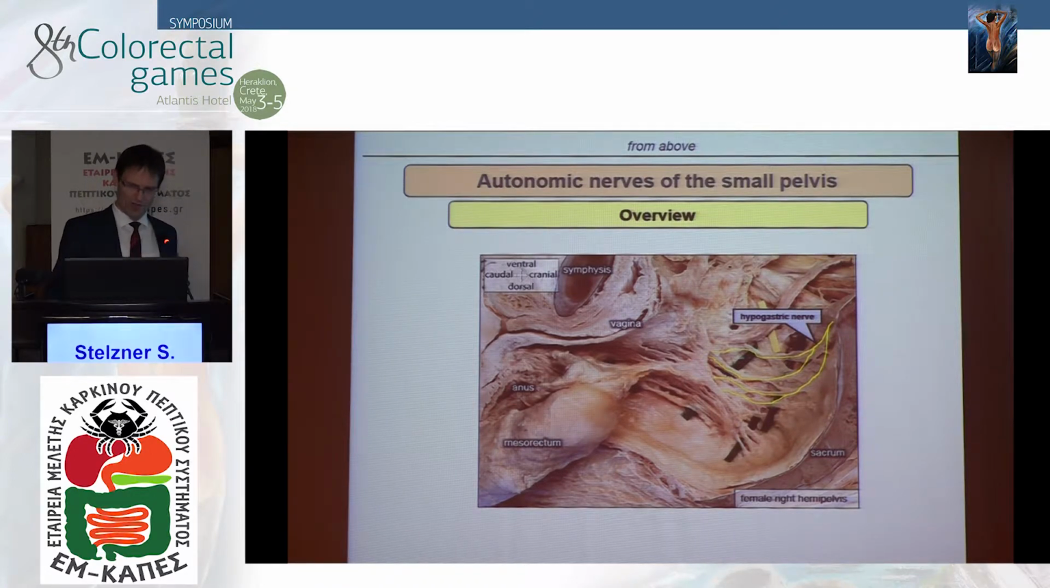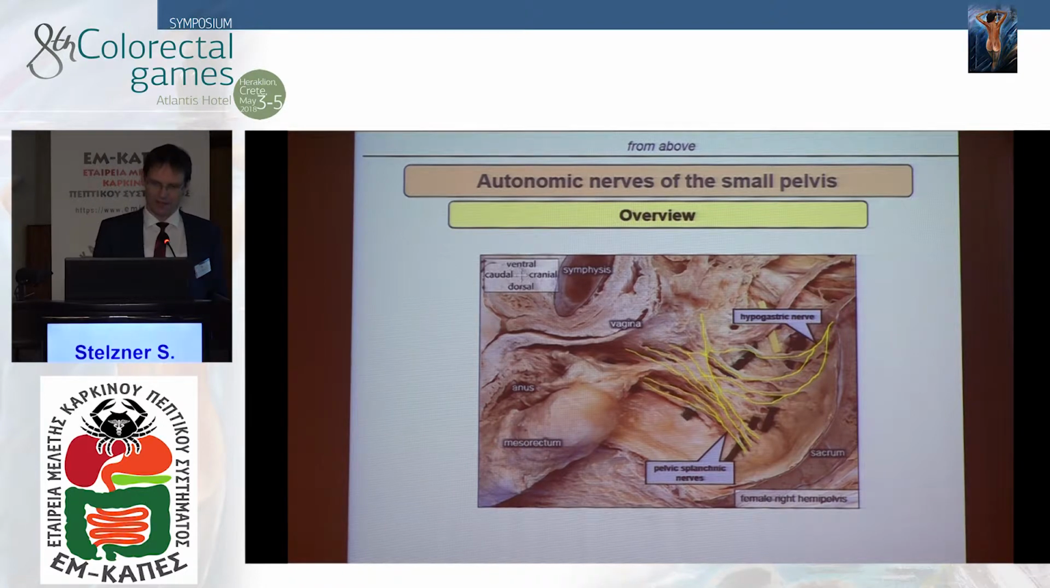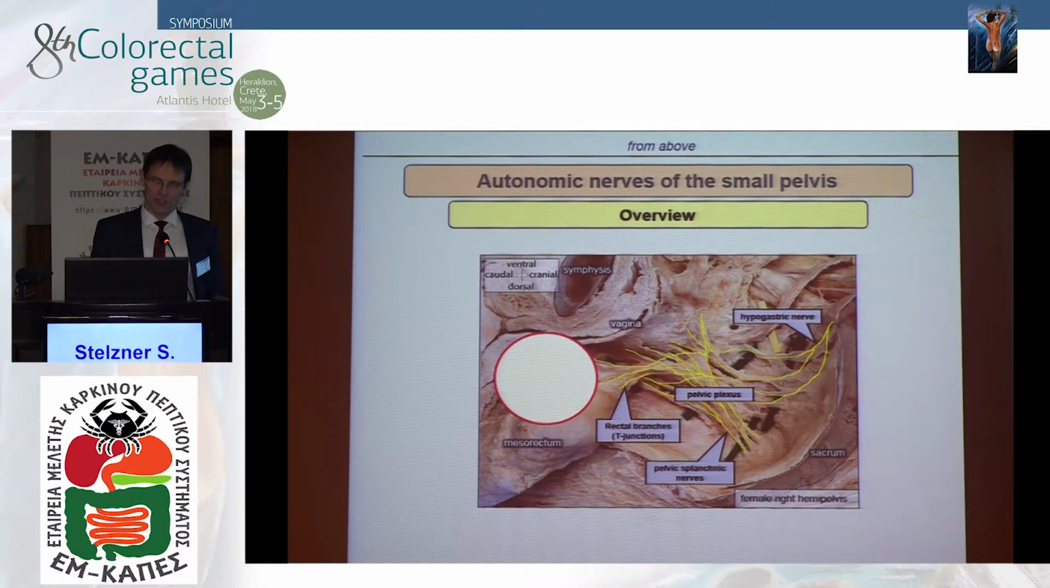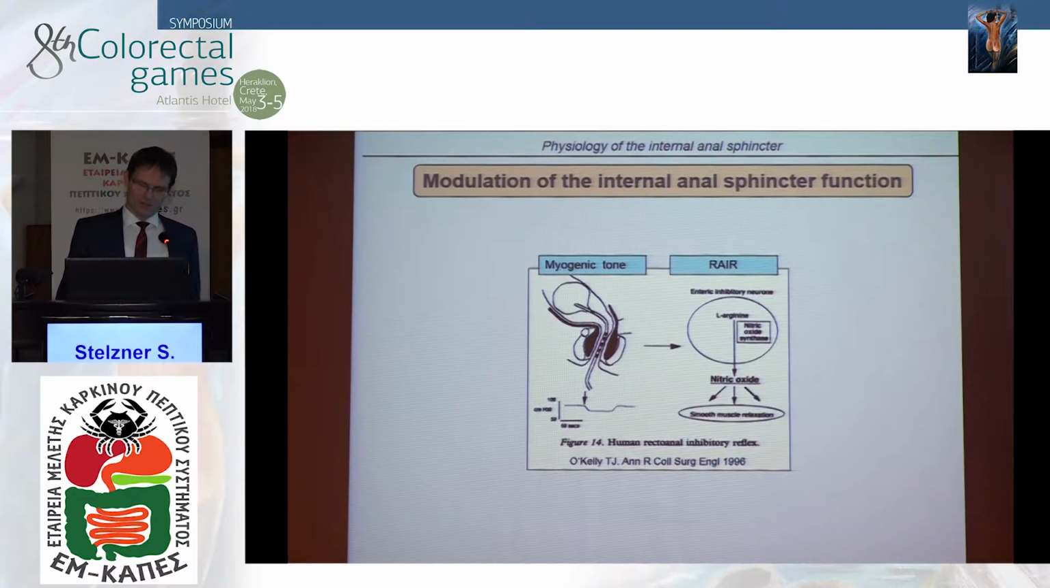The hypogastric nerve is coming from above, and the pelvic splanchnic nerves from below. They form the pelvic or inferior hypogastric plexus, and there are branches running towards the rectum, also known as the T-junctions. But lower down, especially in relation to the anus and the internal anal sphincter, there has largely been a white spot over the years. And that was what we investigated only recently in Kiel.